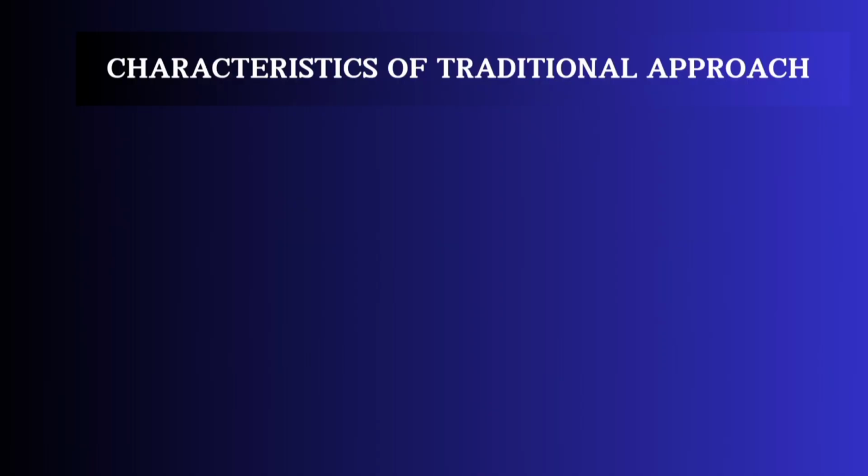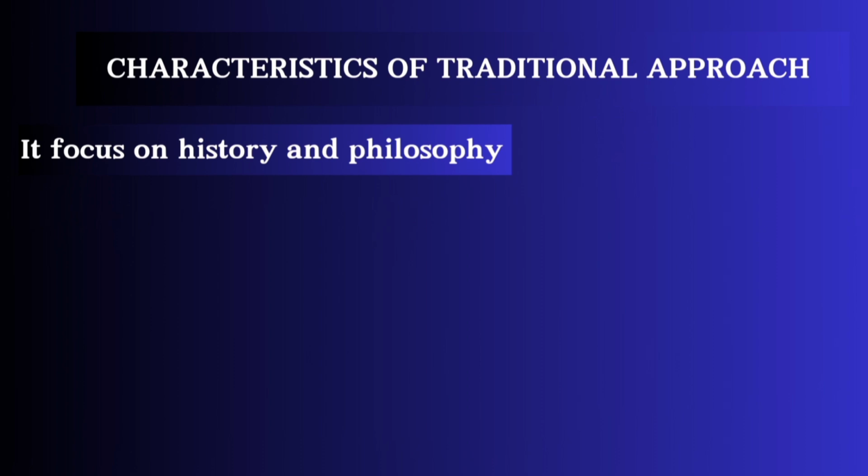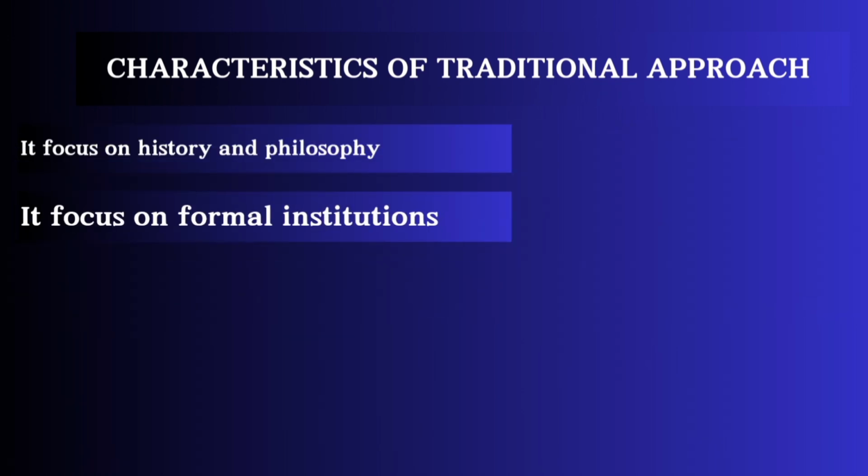We move over to the next, which is the characteristics of traditional approach. The traditional approach focuses on history and philosophy. This is because the traditional approach emphasizes more on understanding the past and philosophical ideas about politics. The next is that it focuses on formal institutions. Just as already explained, the traditional approach focuses on formal institutions like the parliament, the courts, and the constitution, rather than focusing on people's behavior.